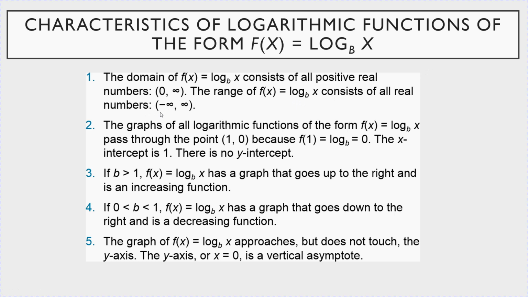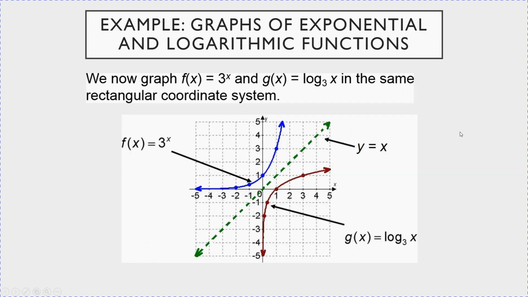The graphs of all logarithmic functions of the form f of x is equal to log base b of x pass through the point 1 comma 0. It doesn't matter what the base is, they always pass through the point 1 comma 0. This is because f of 1, log base b of 1, is just equal to 0. So the x-intercept here is 1, and this is important, there's no y-intercept. If b, the base, is greater than 1, this function f of x equals log base b of x has a graph that goes up to the right and is an increasing function, like this one.